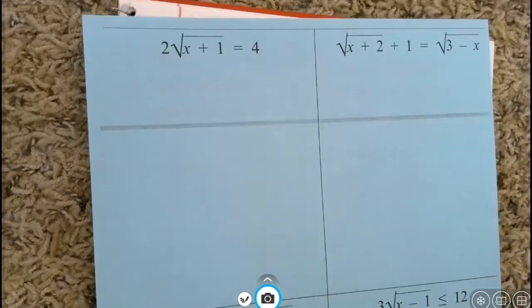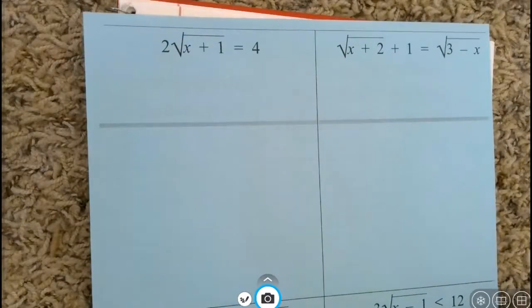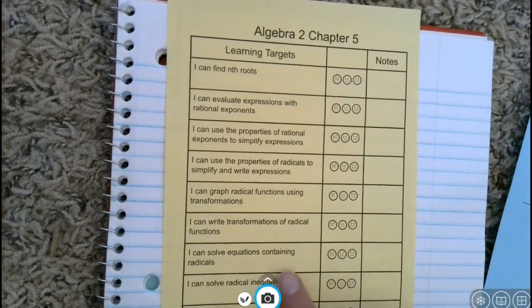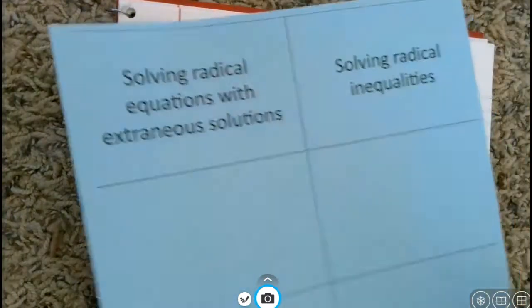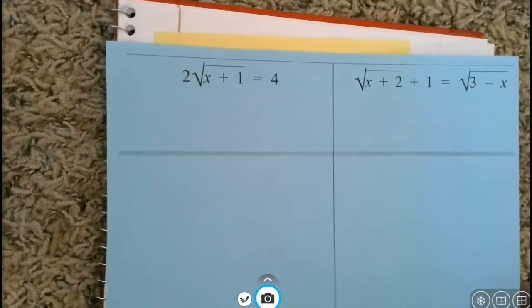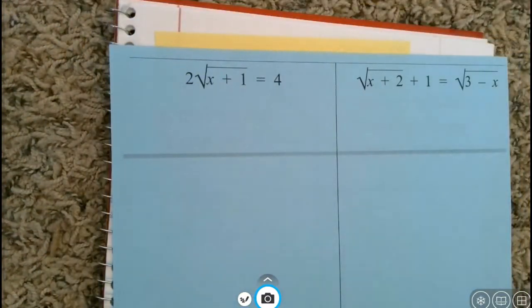All right, here we're looking at our notes for section 5.4, and really we're going to be solving these radical equations. So that's really our only learning target for today: I can solve equations containing radicals. The sheet that you're going to need looks like this on one side, and just kind of like this on the other side, and we're going to go through these different scenarios together.